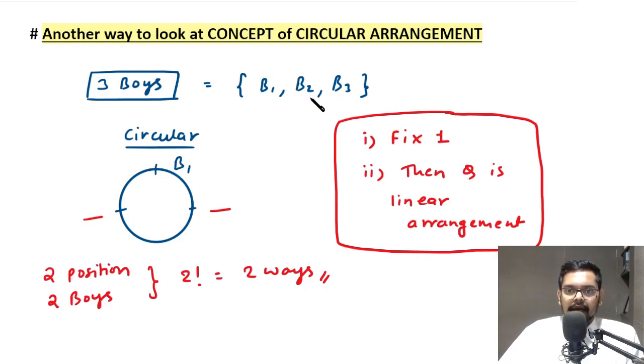See, the first step is I will fix one person, B1. Okay. Then I have 2 boys and 2 vacancies. The question turned into the linear arrangement: 2 boys, 2 vacancies, 2 factorial ways. That is the final answer of this circular arrangement question. See, so this is a new way to look at the concept.